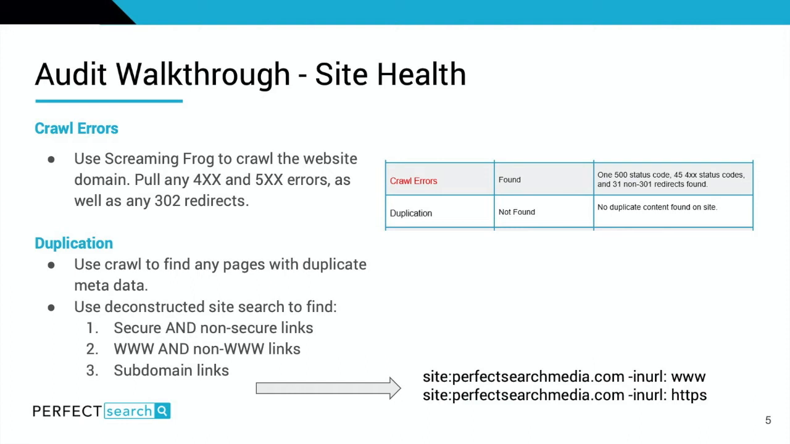And you can also do the same with secure versus non-secure. Perfect Search's website is a secure website, so similarly you can do -inurl:https to see if there's any HTTP URLs floating around. And you can do the same thing if your website has subdomains. If there's any duplicate subdomain issues as well, you can use that deconstructed site search to pinpoint them.